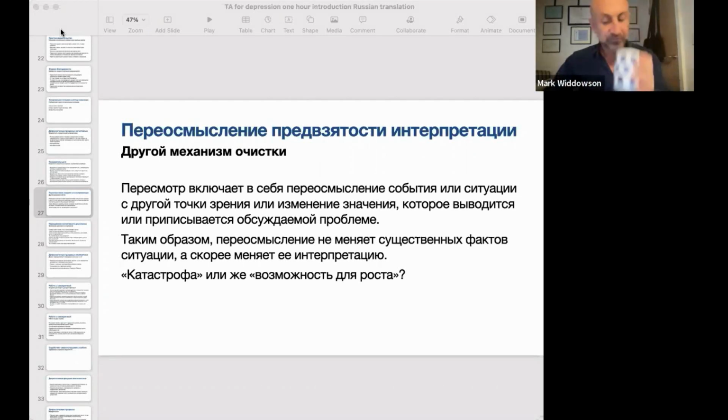Also, another way we might see this is, for example, a client might say something like, "Oh, I saw my friend walking down the street the other day and they ignored me. It must be because they hate me and they don't like me anymore," which is a very common thing that we might expect a depressed person to do. Reframing might just offer a different interpretation.